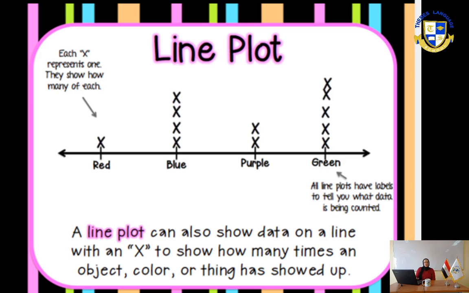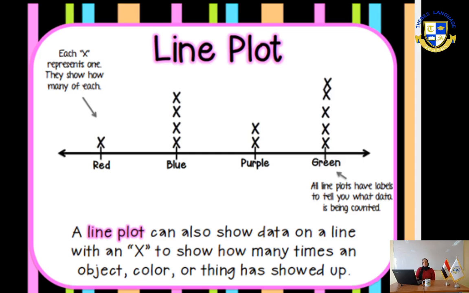Each x means 1. So here we have a straight line. We have red, and we have one x over the red. This means that we have only one red.